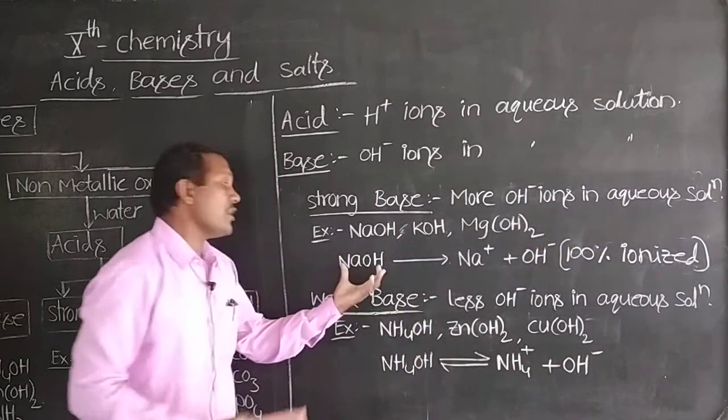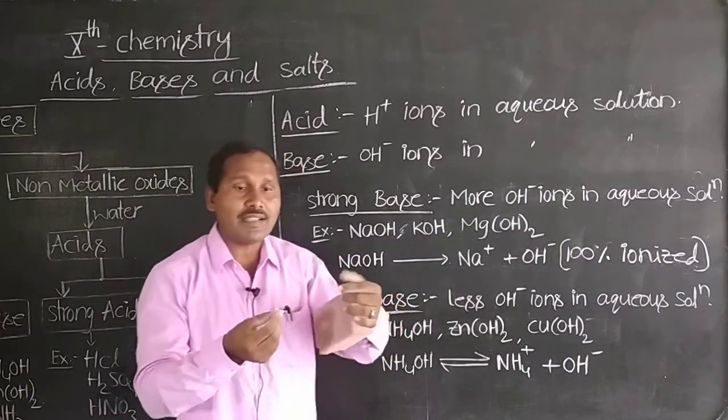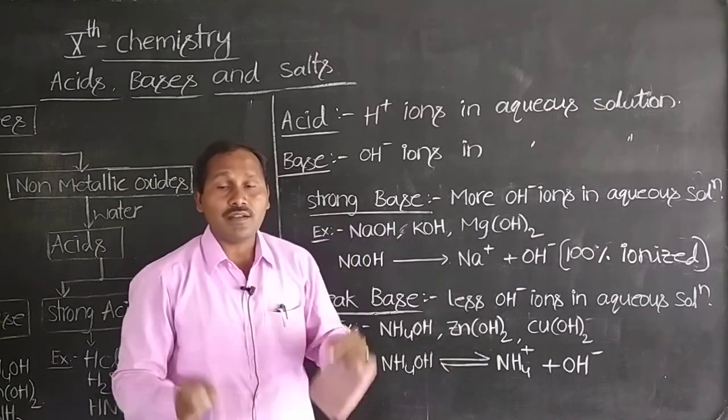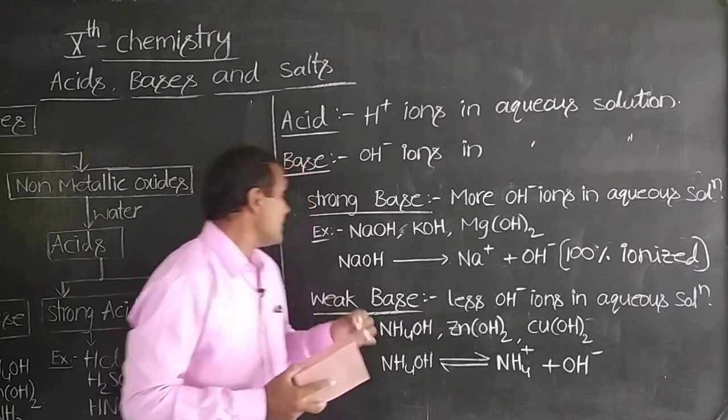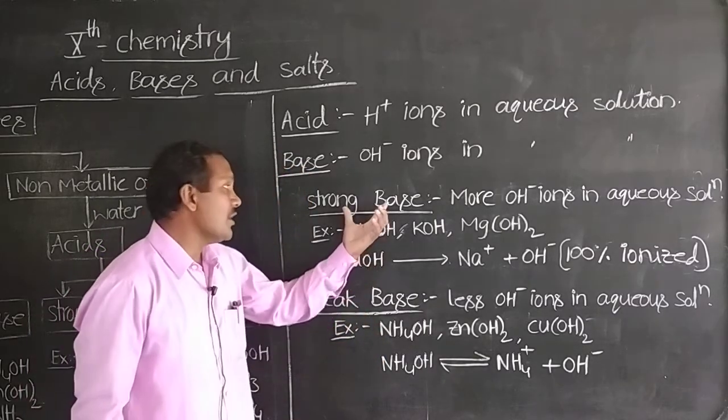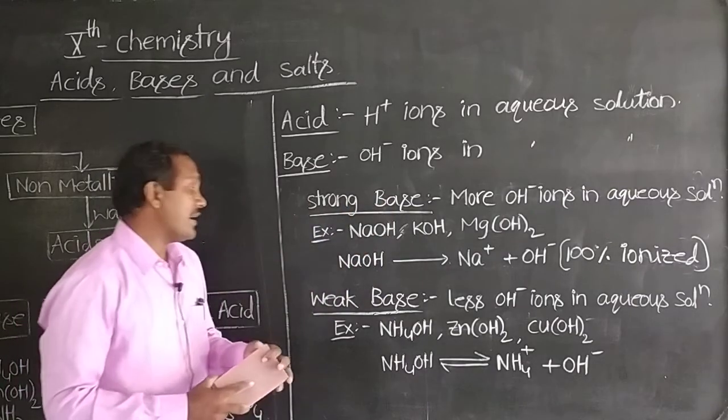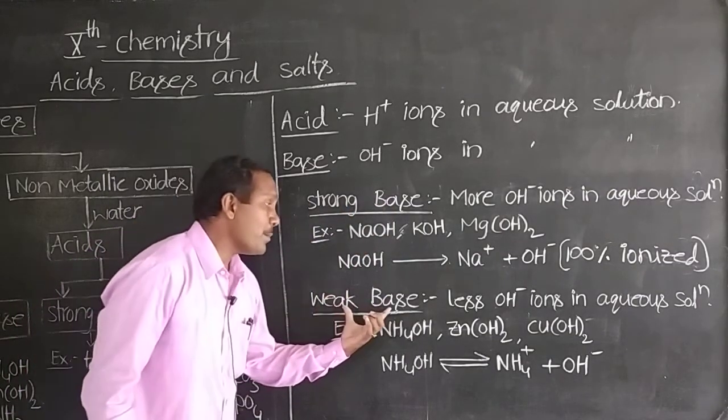Sodium hydroxide is completely dissolved in water and does not form any type of precipitate. So this is one example of a strong base. And next one is weak base.